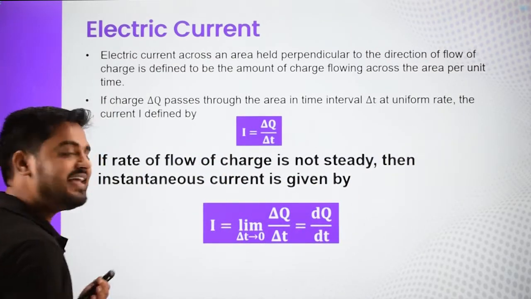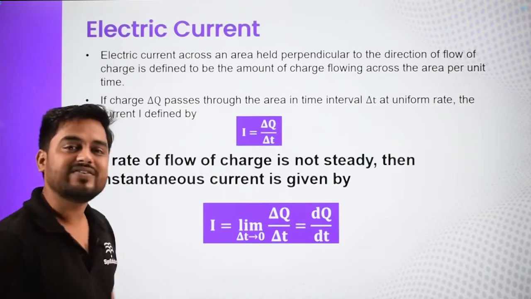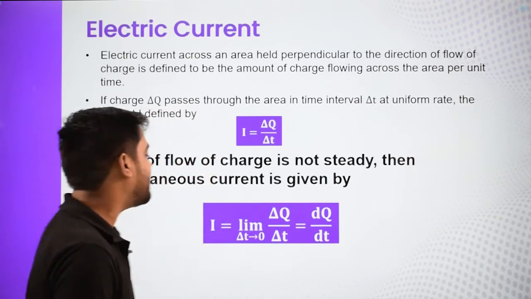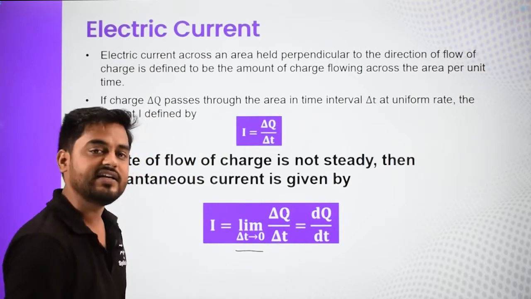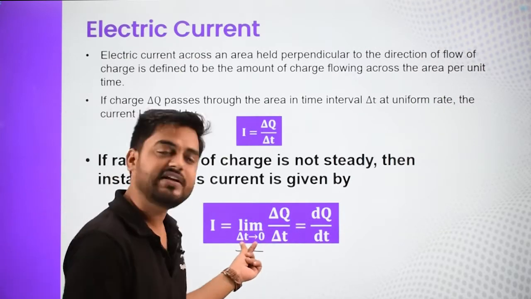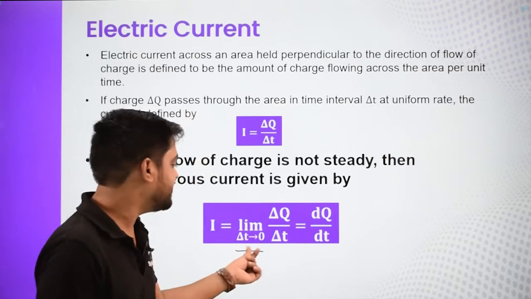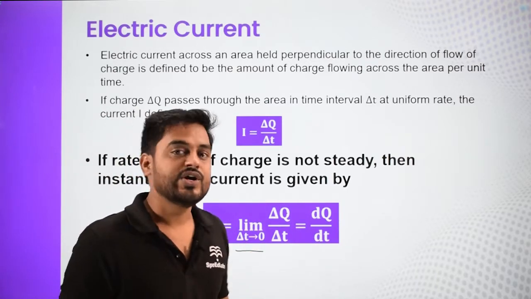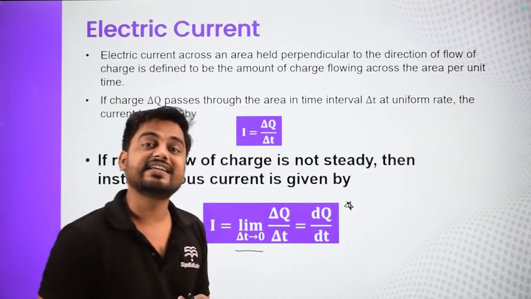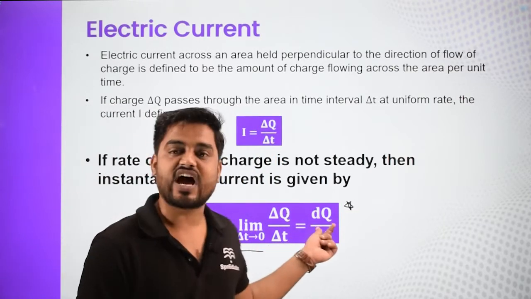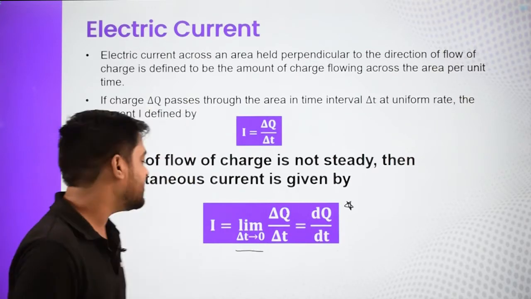While if we are talking about instantaneous current, then it is defined as limit delta t approaches 0 of delta q by delta t, and eventually when delta t approaches 0, this becomes dt and this becomes dq. So this is the formula which we need to remember, that I is nothing but dq by dt. If you differentiate charge with respect to time, you get the current.